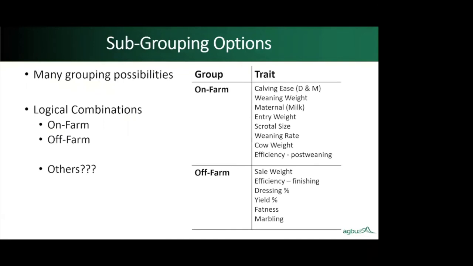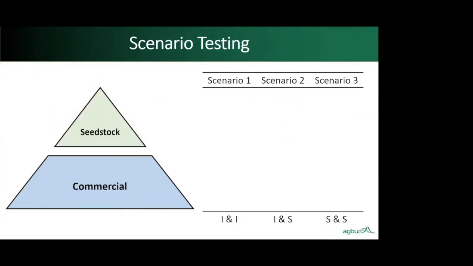In a study we've conducted, we've examined the effect that grouping traits in on-farm and off-farm categories has on long-term response to selection. In this study, we used 3 scenarios to examine the effect that subgrouping has on long-term response to selection. In the first scenario, we allowed both the seed stock and commercial sectors to select on index. We've labelled that I and I. In the second scenario, the seed stock sector selected on index, while the commercial sector were allowed to select on subgroups, and we've labelled that I and S. And in the third scenario, both the seed stock and commercial producers were selecting on the subgroup, and we've labelled that S and S.